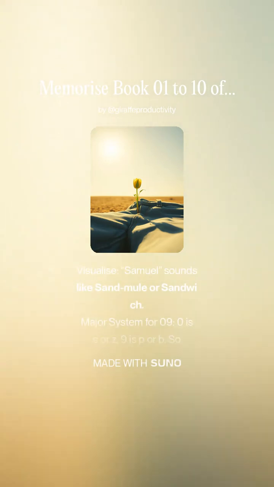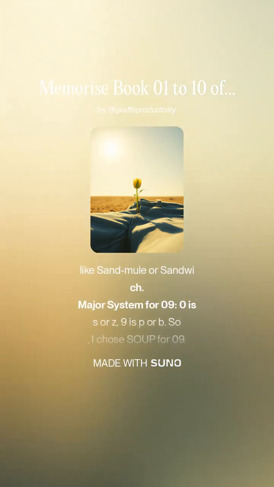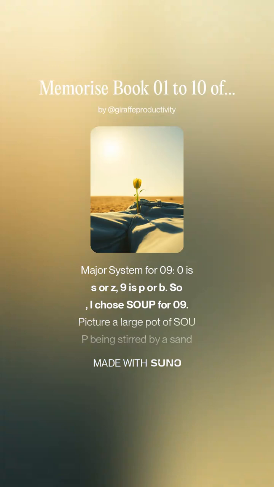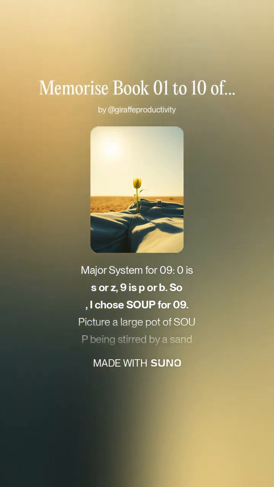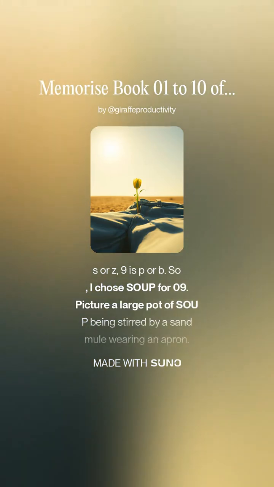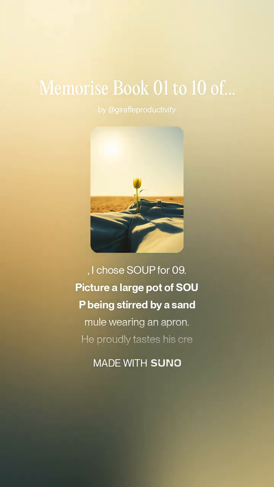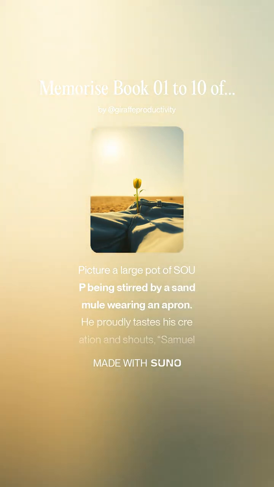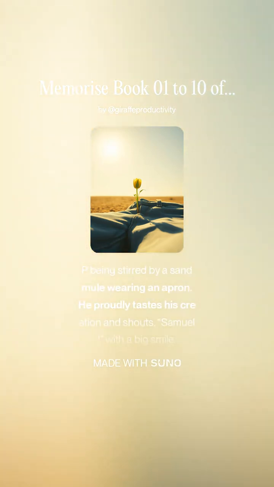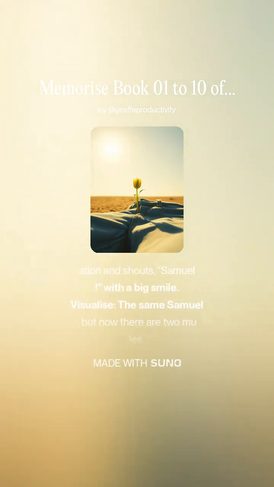Samuel sounds like sand mule or sandwich. Major system for 09: 0 is S or Z, 9 is P or B, so I chose soup for 09. Picture a large pot of soup being stirred by a sand mule wearing an apron. He proudly tastes his creation and shouts, Samuel, with a big smile.